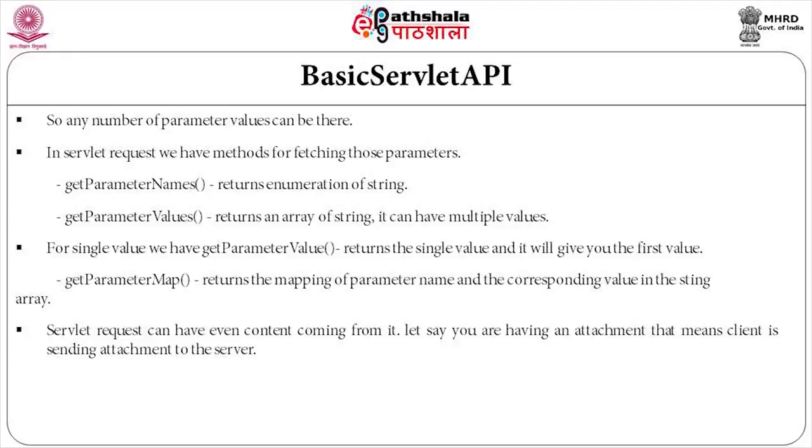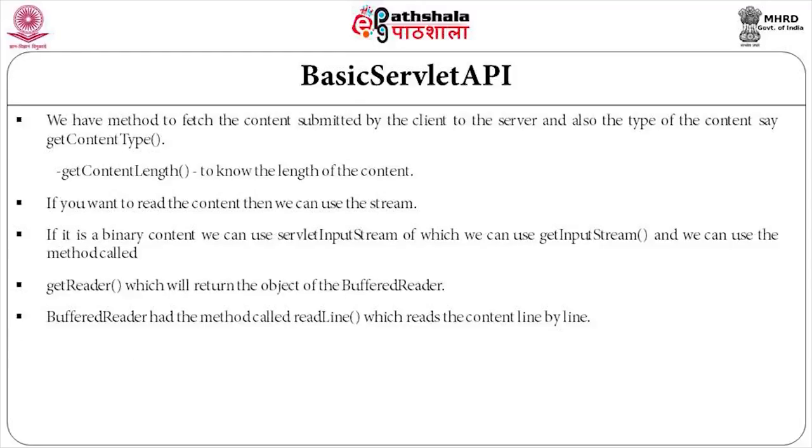So, a servlet request can have parameters, and a servlet request can even have content coming with it. For example, very commonly if you are sending an attachment, that means a client is also submitting content to a server, right. So, if a client is submitting content to a server, which normally in case of HTTP is coming through a POST request, then in the servlet request object, we have methods to fetch that content which has been submitted by a client.